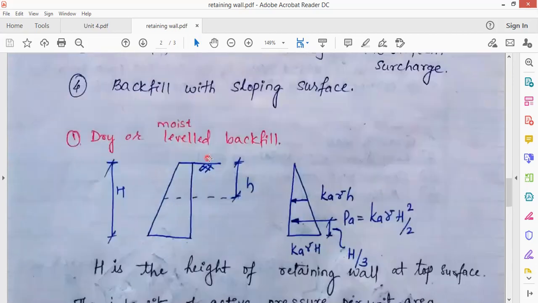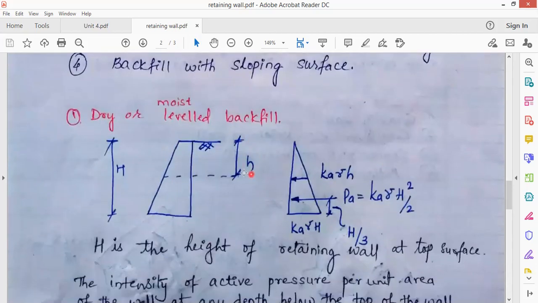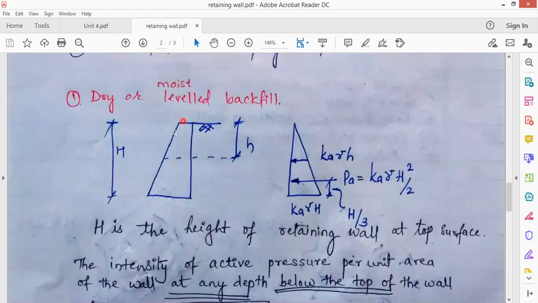So first one is the dry or moist level backfill. Here I have shown in the figure the retaining wall which we are going to consider. This is only the stem which I have drawn here, and at the bottom there will be a slab here. So here is the toe and here will be the heel. Let's consider the total height of this retaining wall as capital H, and I'm going to consider small h as the height up to which I'm going to consider the pressure.